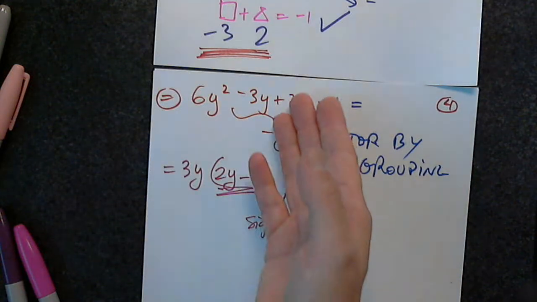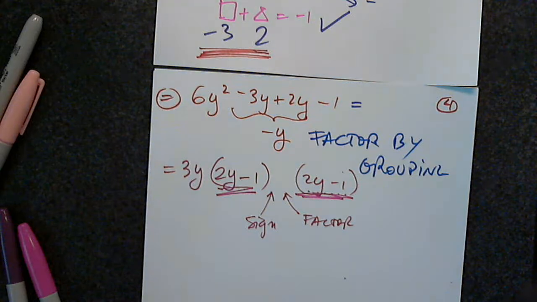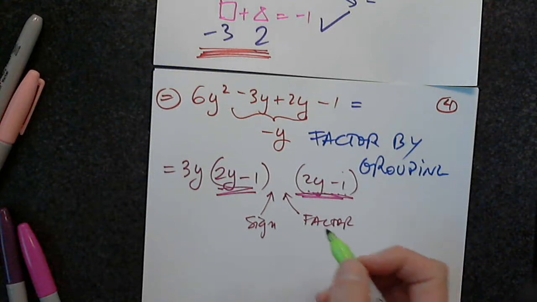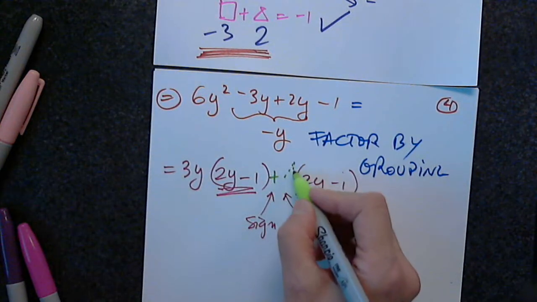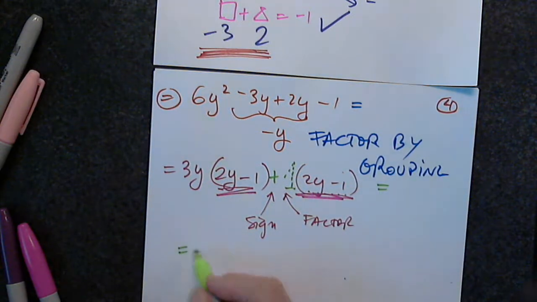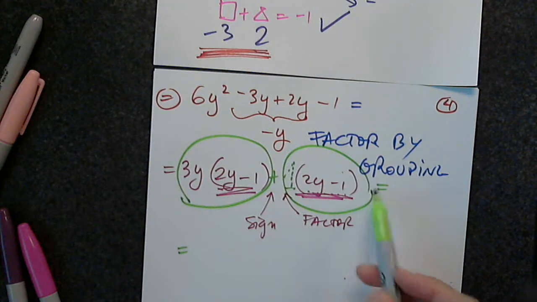What times 2y is 2y? What times negative 1 is negative 1? Sign. As I said, I need the sign. If I don't put the sign, I mess up the whole thing. And the factor. Exactly. Plus 1. So now this is a term, and this is a term, and they have a common factor that I need to pull out. Please tell me which common factor we will pull out.